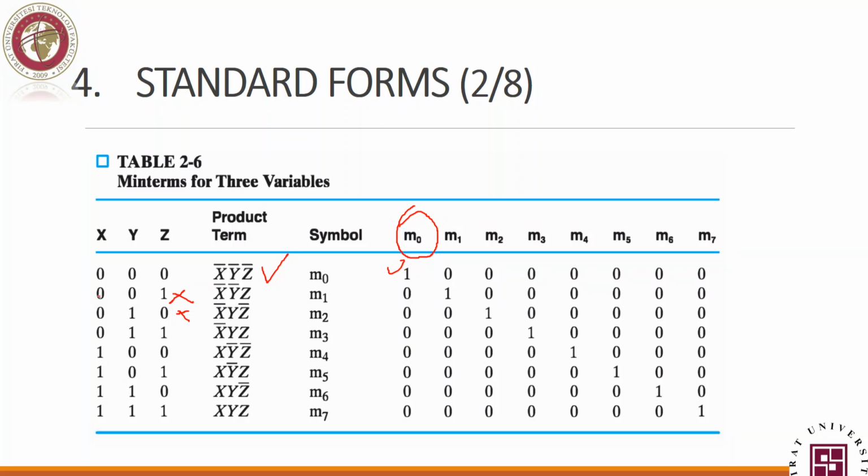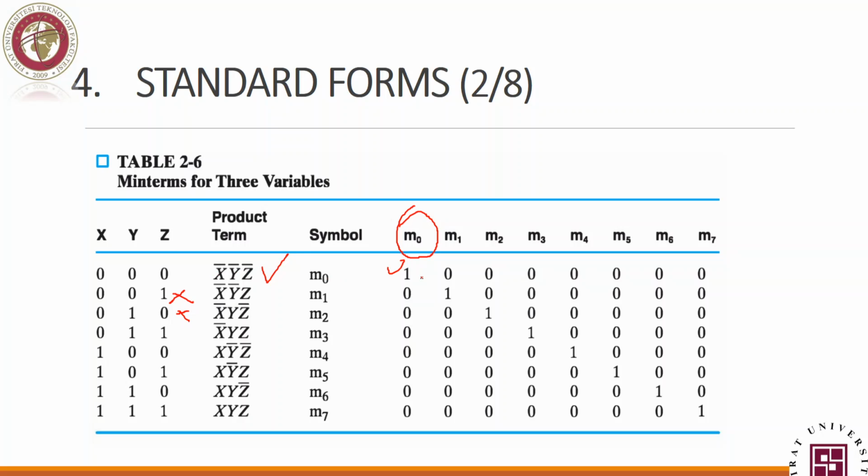Take the second state. The second state will be X bar and Y bar and Z, okay? That will produce only one where? In M1. The rest of all M's will be zeros. You don't believe me? Let's try here. X bar is 1, fine. Y bar is 1, fine. Z is 0. 1 and 1 and 0 is 0. Try with this. 1 and 0 and 0 is 0. So if you try, you will get only one state as 1 at a time.